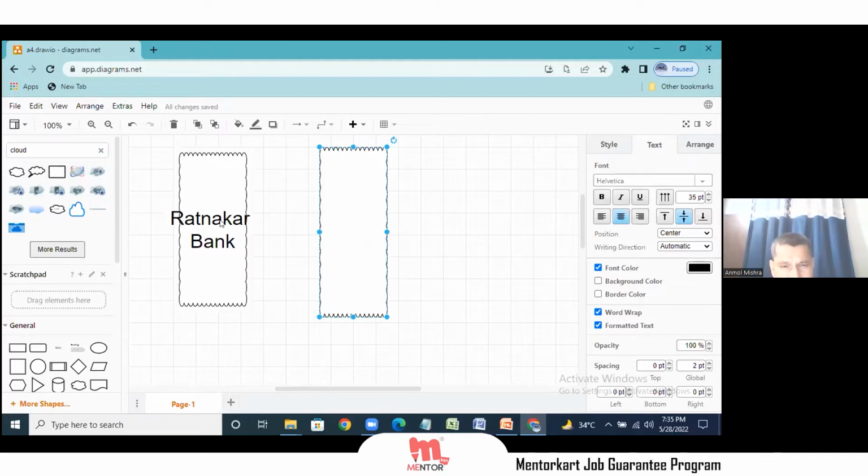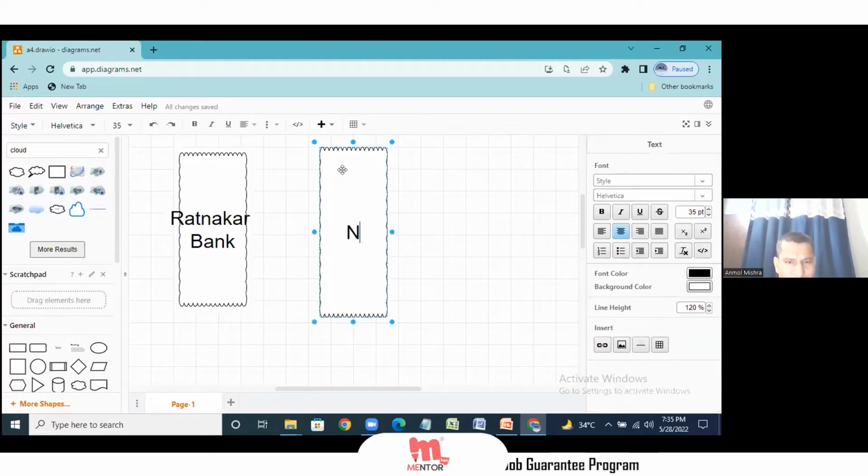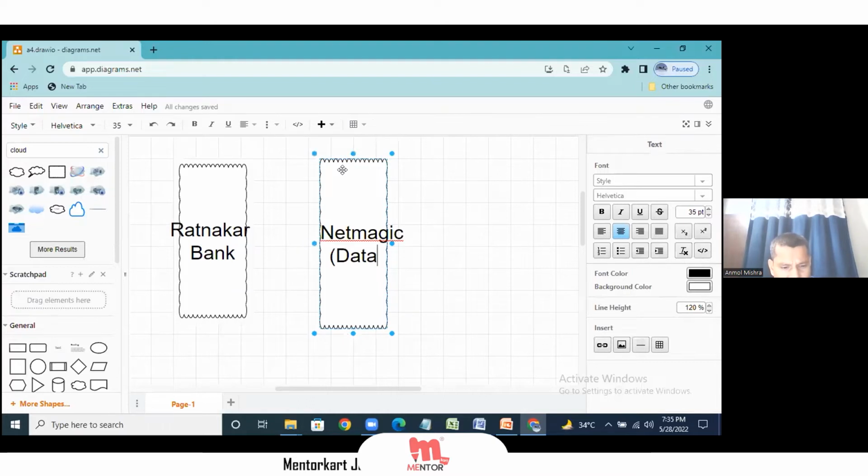For example, Ratnakar Bank went to NetMagic. What is NetMagic? NetMagic is a data center company; their expertise is in data centers. Now their name has become Entity, but previously it was NetMagic. So the Ratnakar Bank IT manager contacts the NetMagic IT manager and informs them that their boss wants to deploy everything they used to do in writing, not in the cloud, but on servers.